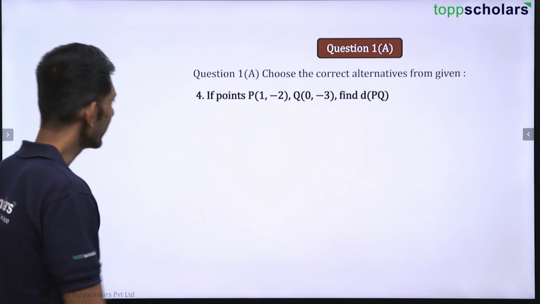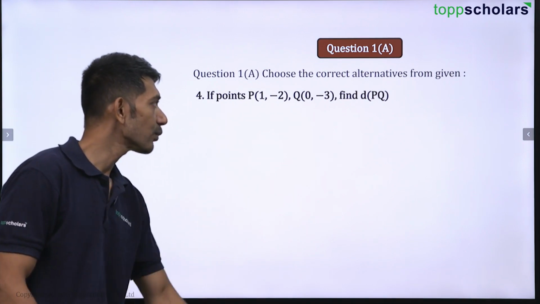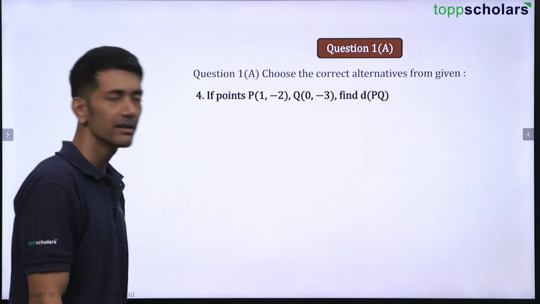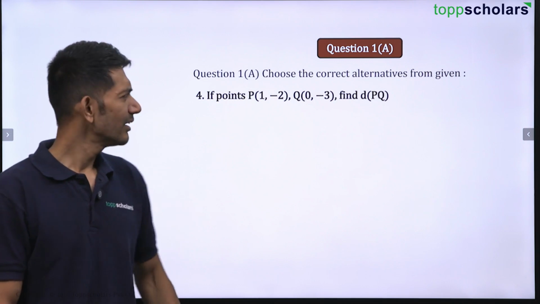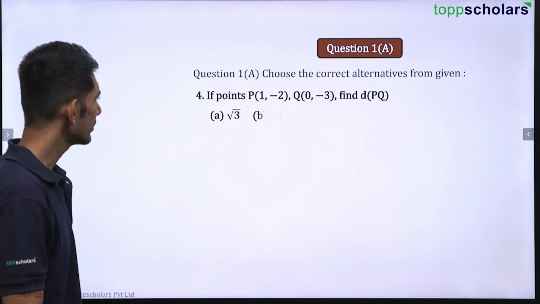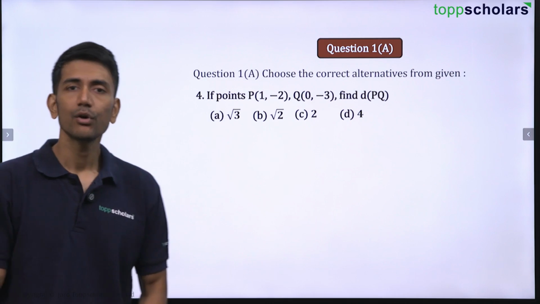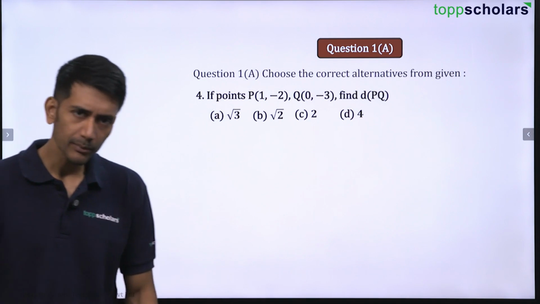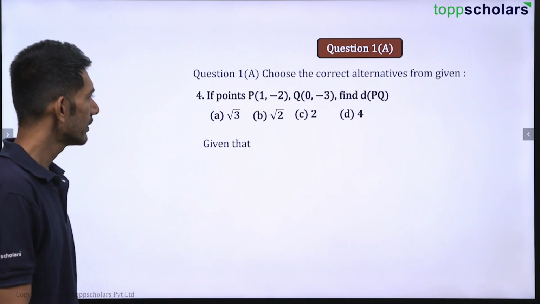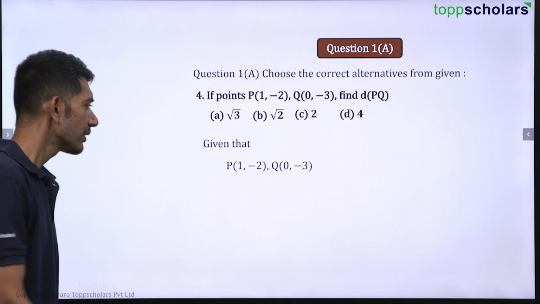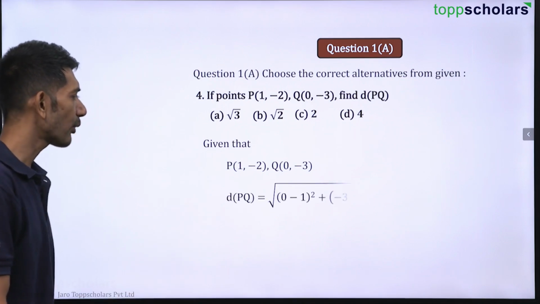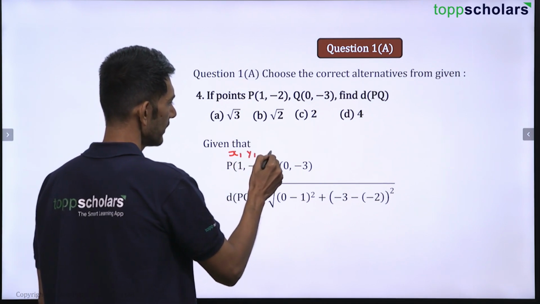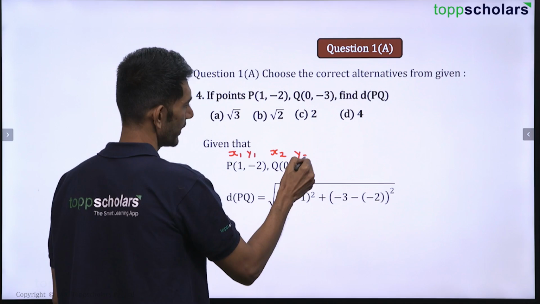Let's have a look at a new question. So if points P (1, -2) and Q (0, -3) are given, we are supposed to find the distance PQ. Very simple question, isn't it? This question is based on coordinate geometry, and we know how to find the distance between 2 points. Distance between 2 points is given by the distance formula. And how do we apply the distance formula? It is applied by taking the first point as x1, y1 and the second point as x2, y2, isn't it?